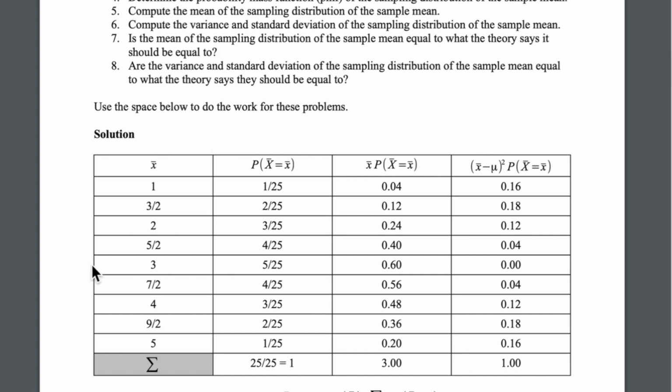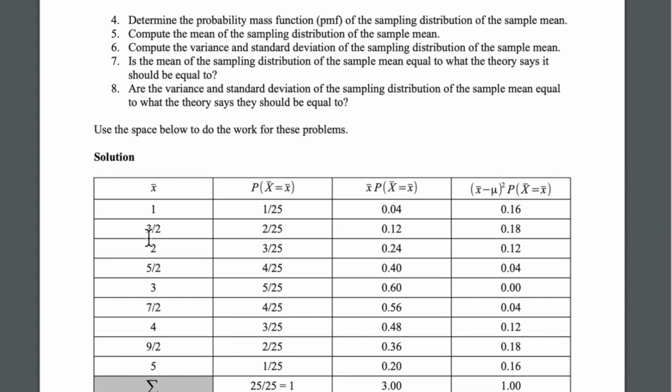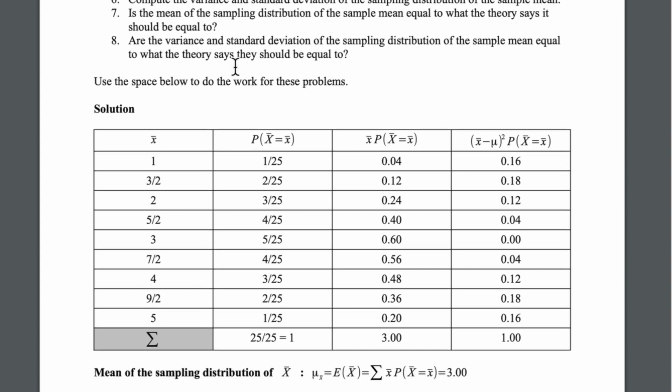All right, and so then the first 2 columns constitute the PMF for the sample mean for this sampling scenario. Again, sampling with replacement samples of size 2 from this population of 5 values. And so the first 2 columns answer question number 4. Determine the probability mass function of the sampling distribution of the sample mean for this situation. And that is given by the first 2 columns.